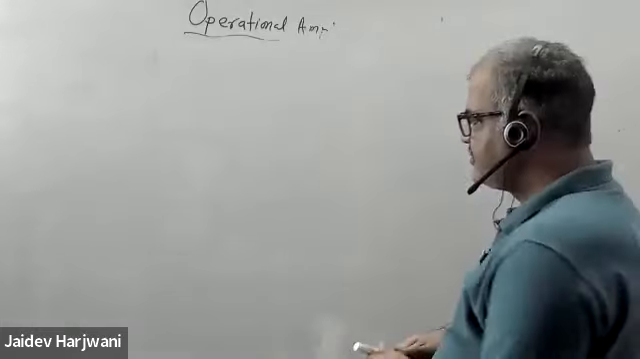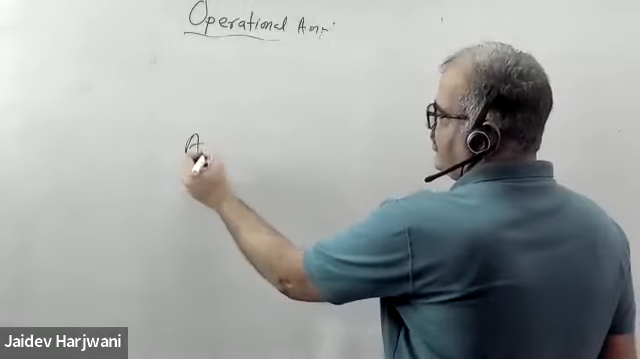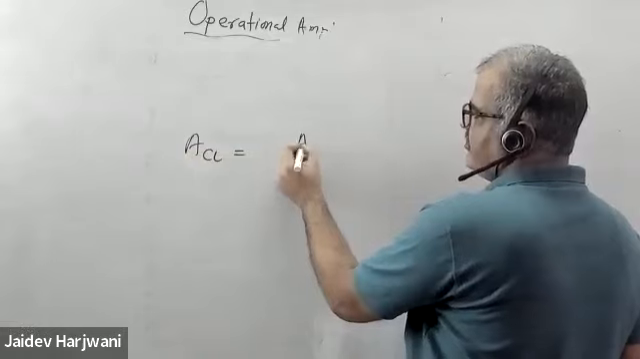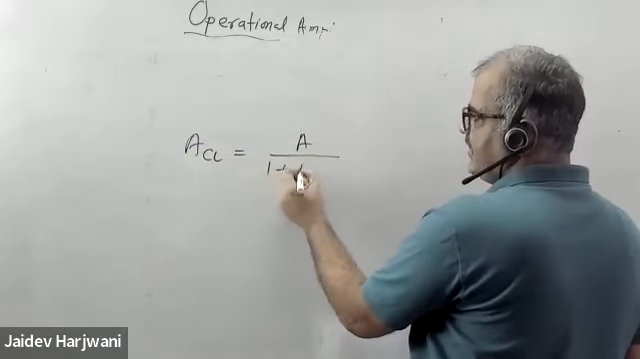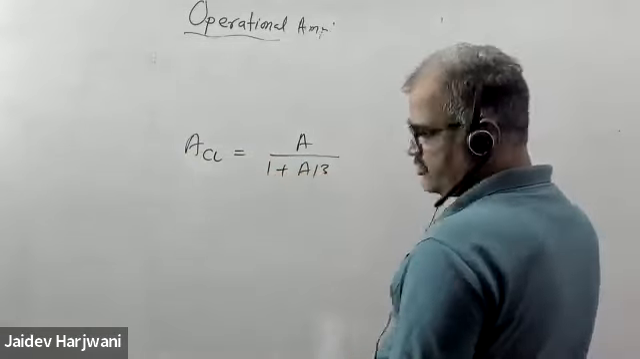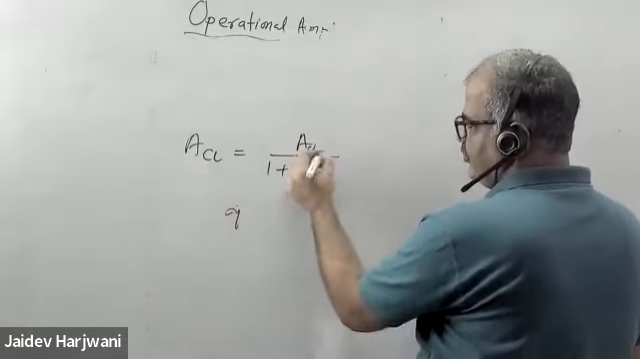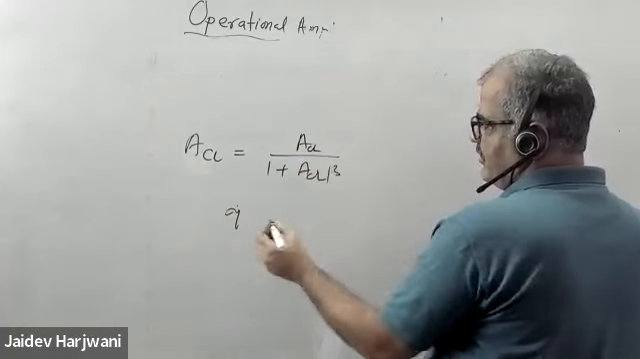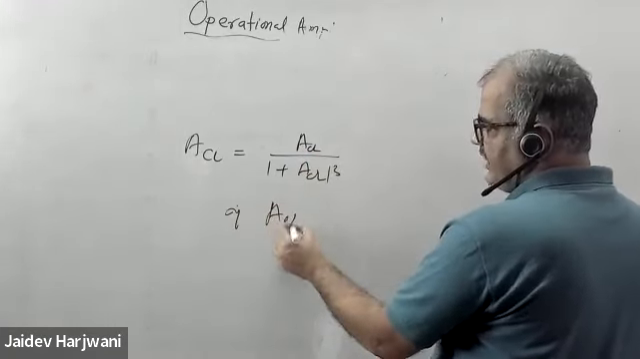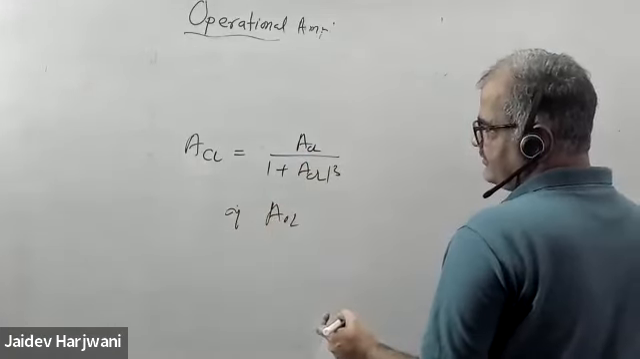Just now I was showing you the formula for closed loop gain. This formula was what? A open loop gain upon 1 plus A beta. Just now I showed you, no? Now if this is open loop gain, if the open loop gain is ideal, then what will happen?